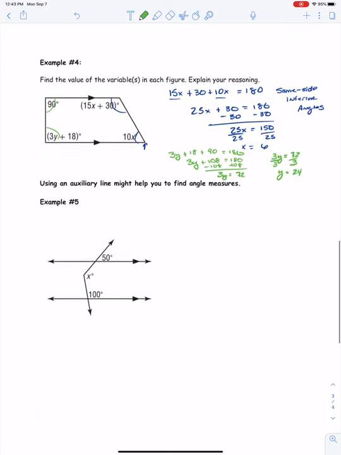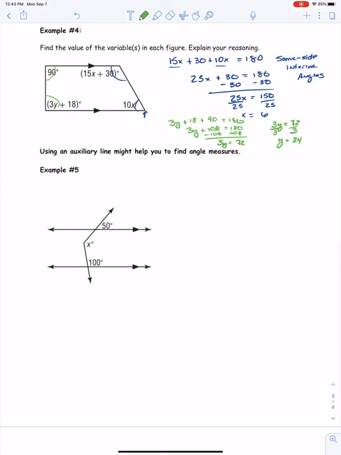Now, the very last thing I want to do with you is we have a picture here. This time, our picture is incomplete. We have a problem. We don't have our transversals cutting both the parallel lines. So we can do what's called drawing an auxiliary line. What I'm going to do is draw an auxiliary line and complete one of these transversals. You can complete either one you want, but I'm going to complete this one here, and that's going to help me a lot.